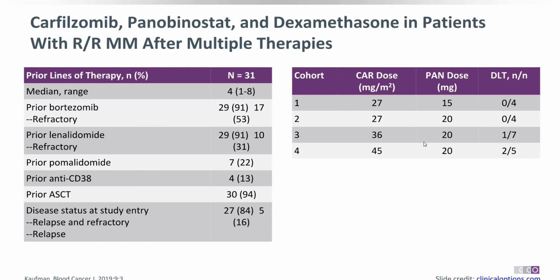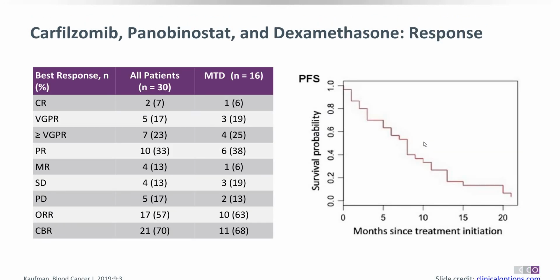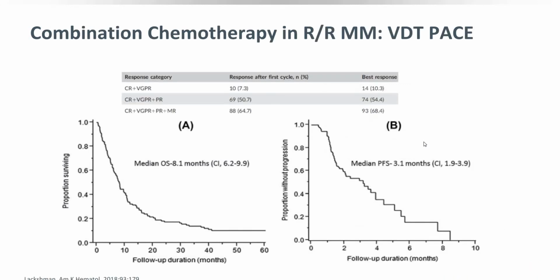A new drug is panobinostat. If we combine it with carfilzomib and dexamethasone, KD, Kyprolis dexa, here also we can get some result, but it is too early to say because it's still in the initial phase. The response they have shown is slightly better than the single agent. Another regimen which I was mentioning is VDT-PACE. So this is the chemotherapy combination.